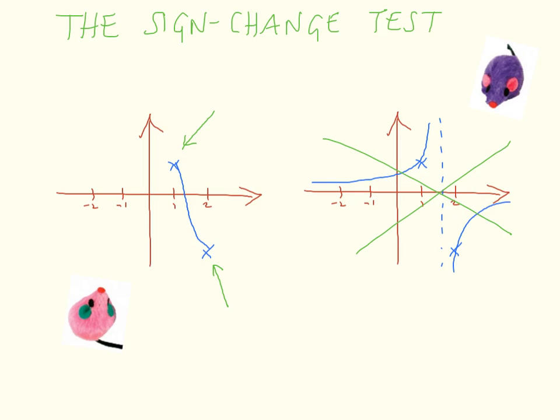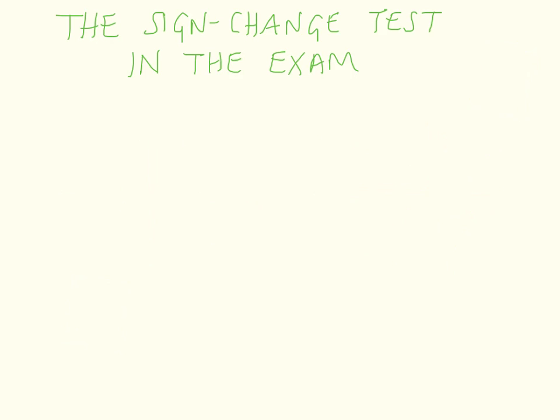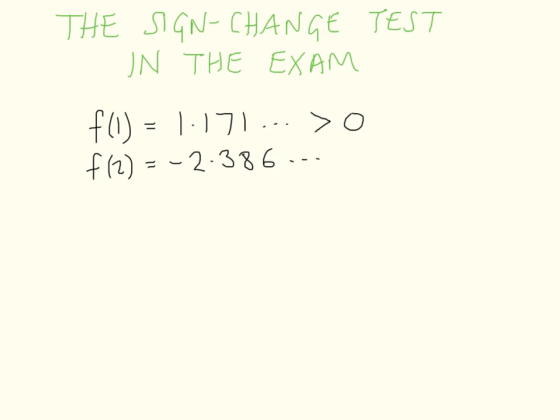How do you get the marks? Well, there are some very specific things you need to write. Suppose we're trying to prove that there's a root between x equals 1 and x equals 2. The first thing is to work out the value of the function at these points. Always write down at least 3 significant figures. That one's positive. I'm making these numbers up, by the way. And that one's negative.